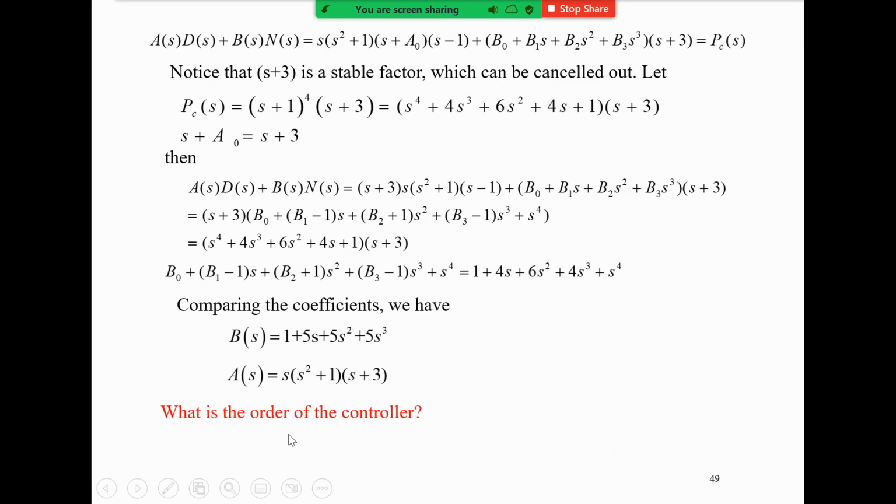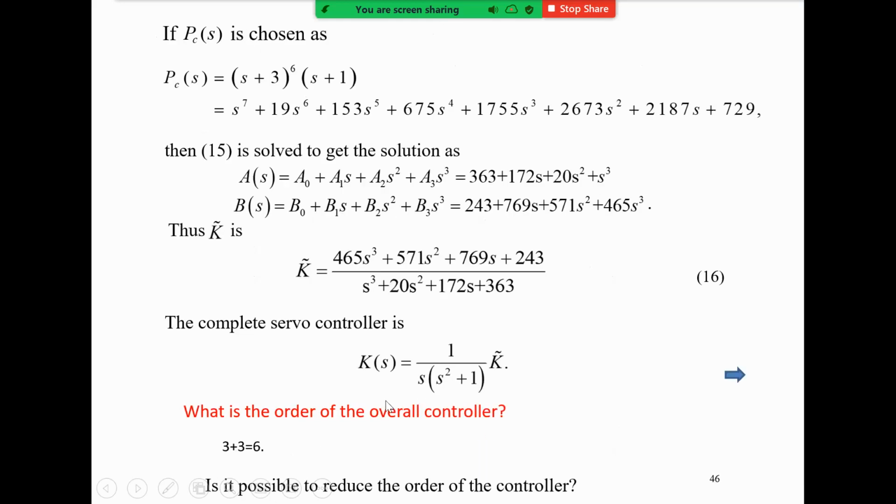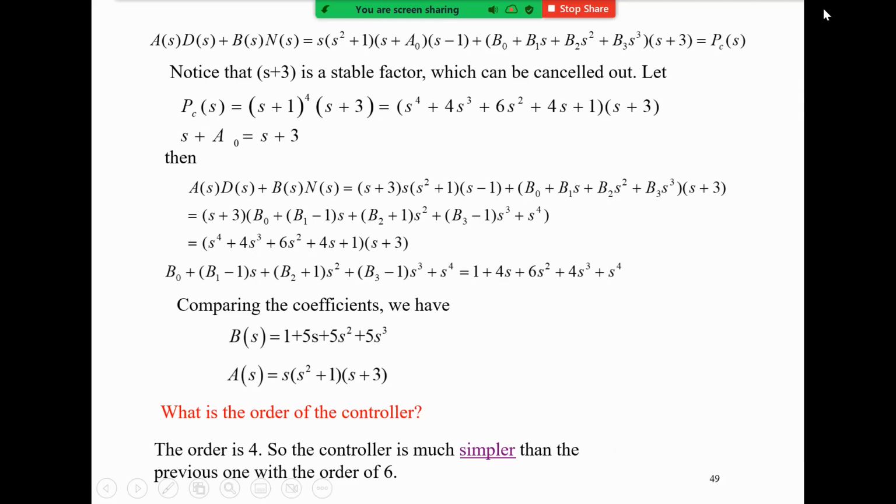Then you look at the solution of this controller. Easily you can get the order of this controller. So what is the order of this controller? 4. This controller is much simpler than this one. This controller is 6. Now the current solution will reduce the order. We have a simple solution.